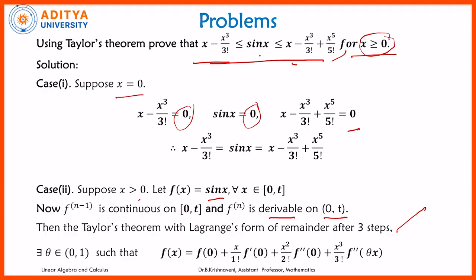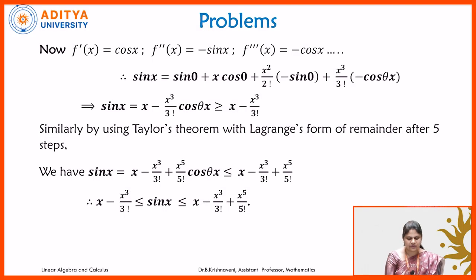such that f of x is equal to f of 0 plus x by 1 factorial into f dash 0 plus x square by 2 factorial into f double dash 0 plus x cube by 3 factorial into f triple dash theta x. So now find f dash x, f double dash x, f triple dash x and the corresponding values, and substitute in the series. We got sin x is equal to sin 0 plus x cos 0 plus x square by 2 factorial into minus sin 0 plus x cube by 3 factorial into minus cos theta x. So from this, sin x is equal to x minus x cube by 3 factorial into cos theta x. It is ultimately greater than or equal to x minus x cube by 3 factorial.